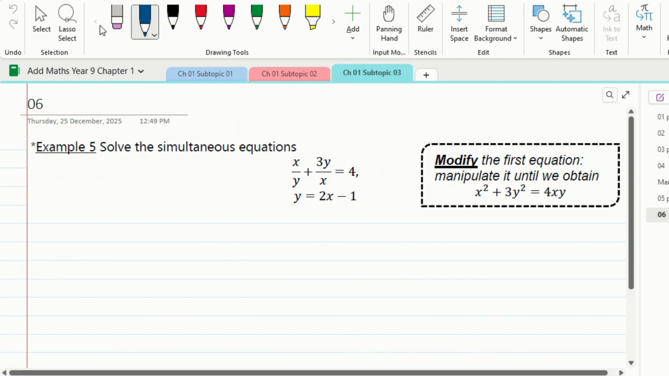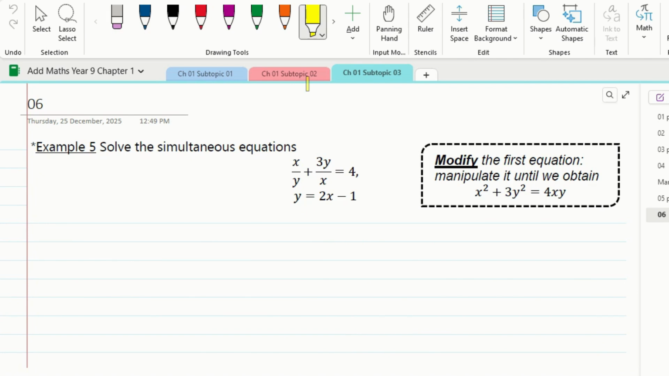So this final example is also one of the most common types of simultaneous equation that you will solve. But this is quite complicated as you have a lot of fractions, a fraction in the first equation. And as for the second equation, it's just a normal linear equation.